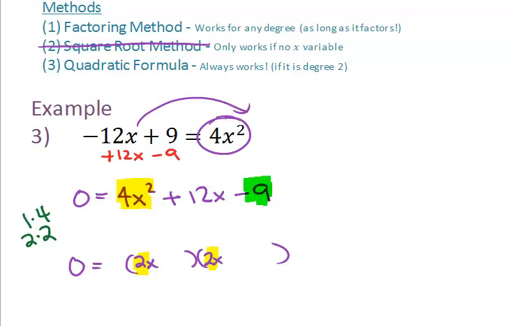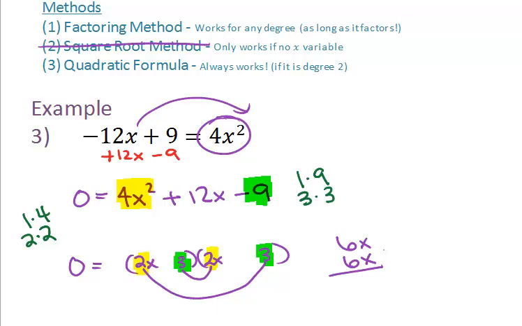My last term of 9, I have 2 choices. I can use 1 times 9 or I can use 3 times 3. I like to use the ones that are closest together, so I am going to use my 3 times 3. My outside here gives me a 6x. My inside here gives me a 6x. And I want to be able to add or subtract these together to give me my positive 12x in the middle. And that looks like it should work out.